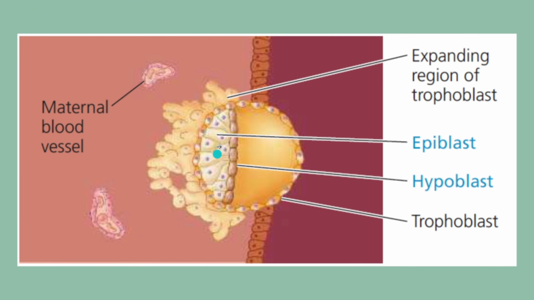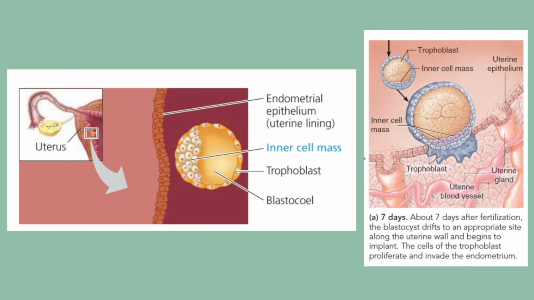Initially, the inner cell mass is here. But for now, you can see why they label epiblast and hypoblast. The inner cell mass starts to develop into a flat disc shape, with the inner layer we call epiblast and the outer layer we call hypoblast. So all these terms you need to know very well.